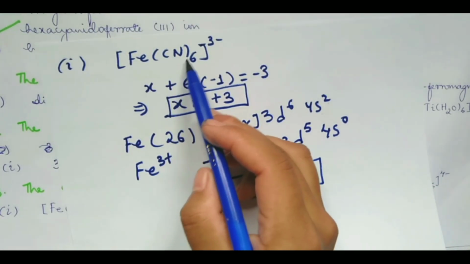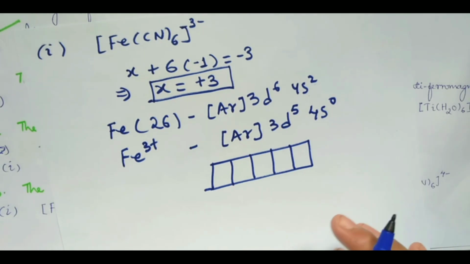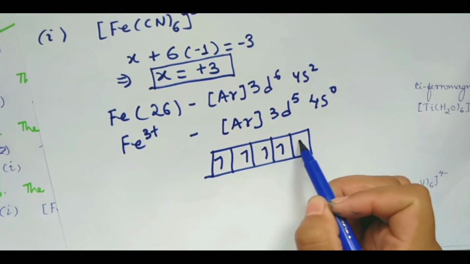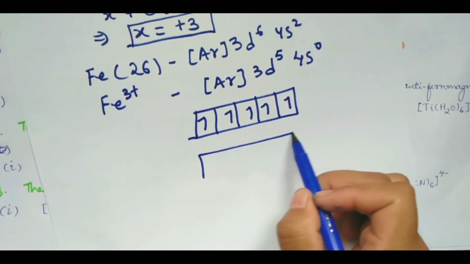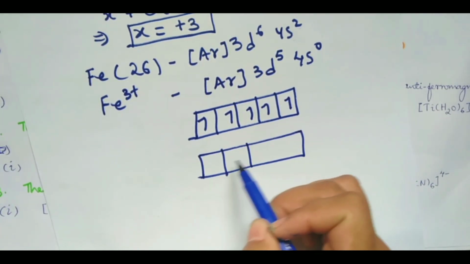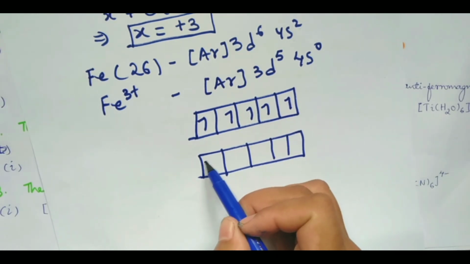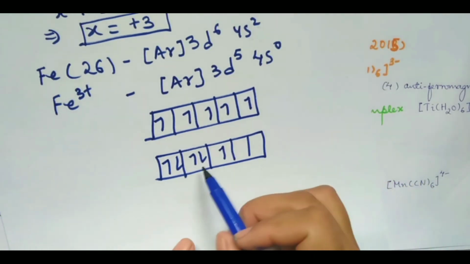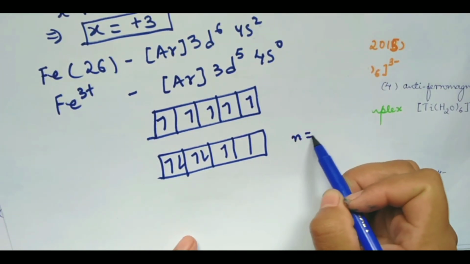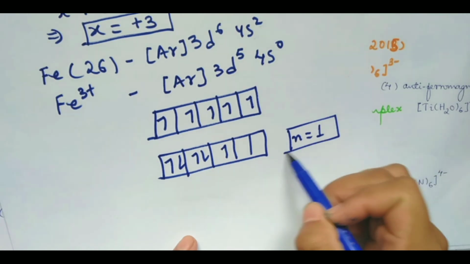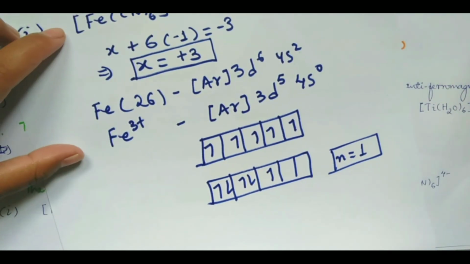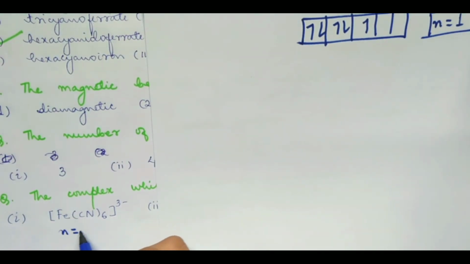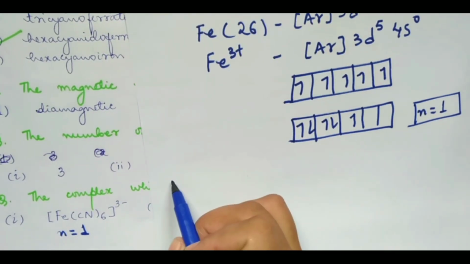Now this one is a strong field ligand. Since it is a strong field ligand, these 5 electrons will pair up. So they start pairing. And we have 1 unpaired electron. So the number of unpaired electrons in the central metal atom in this complex is 1. So here N is equal to 1. Second one, what is that?